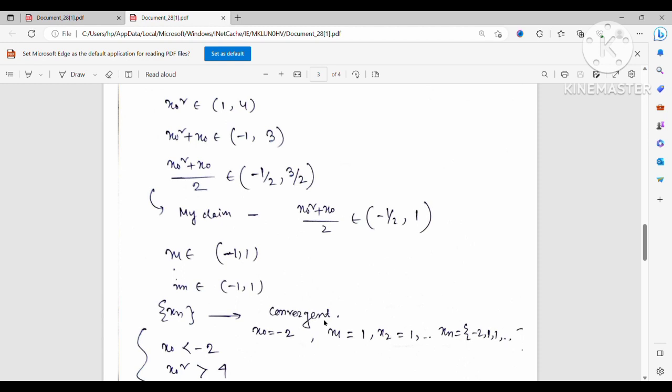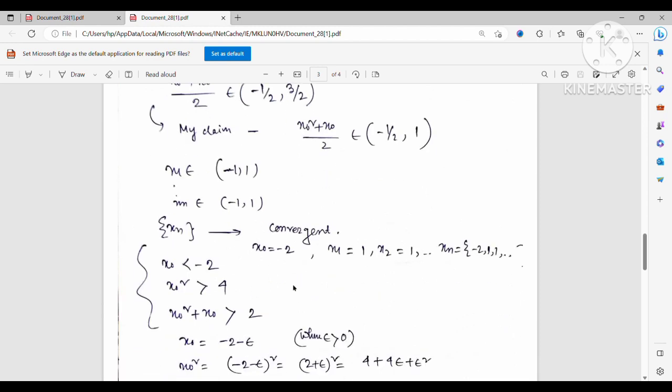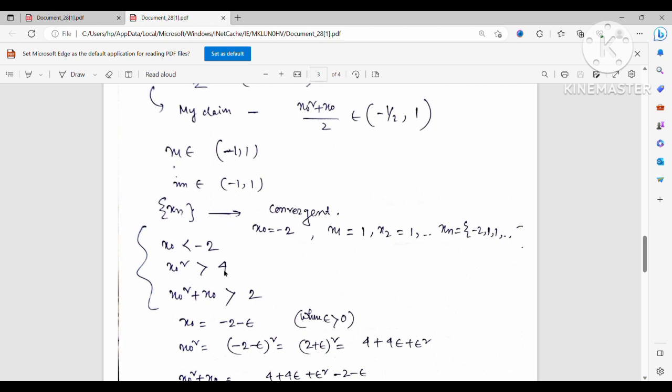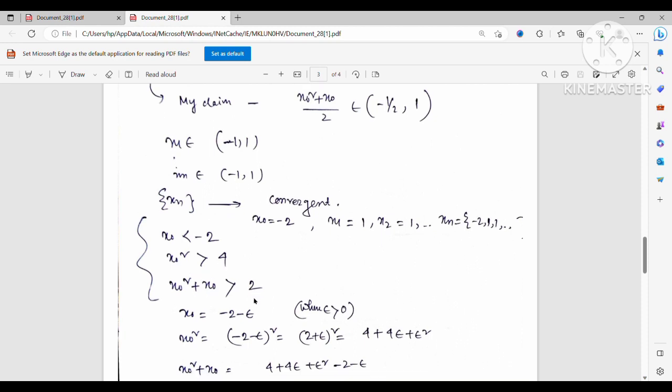Now when x0 equals 2, x1 equals 1, x2 equals 1, and so on, so xn is basically an eventually constant sequence 1, so definitely xn also converges. Now the case is when x0 is less than minus 2. When x0 is less than minus 2, x0 square is greater than 4, and my claim is that x0 square plus x0 is greater than 2.